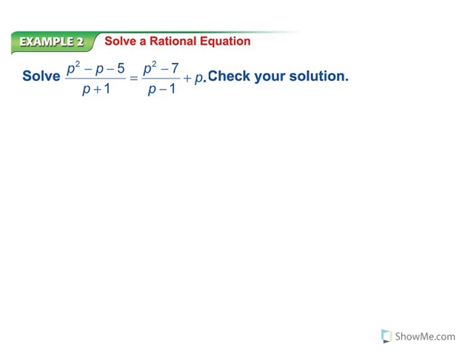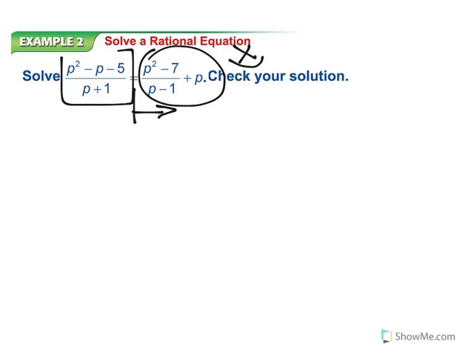Example 2, we're going to solve p squared minus p minus 5 over p plus 1 is equal to p squared minus 7 over p minus 1 plus p. So again, I'm going to treat this as two separate equations first. So I'm going to deal with the right side this time because I need to make sure I combine these correctly with the SMILE method, okay? This one's already combined, so I'm going to leave it as is.